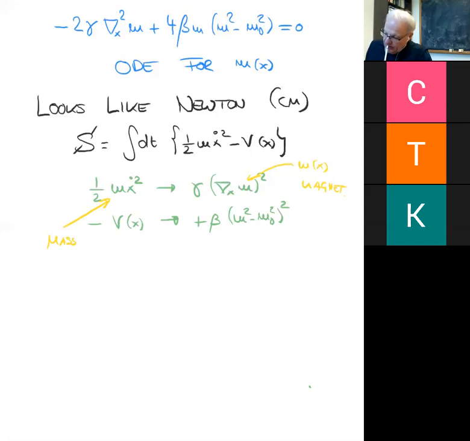Now, one thing we learned in classical mechanics is that you can run the variational principle, and the Euler-Lagrange equation in classical mechanics was, of course, Newton's equation. So this implies Newton's equation, which is m x double dot is minus V prime of x.